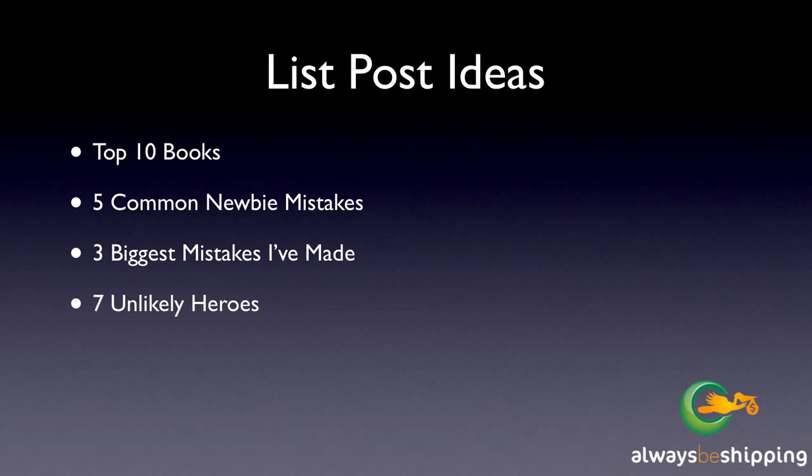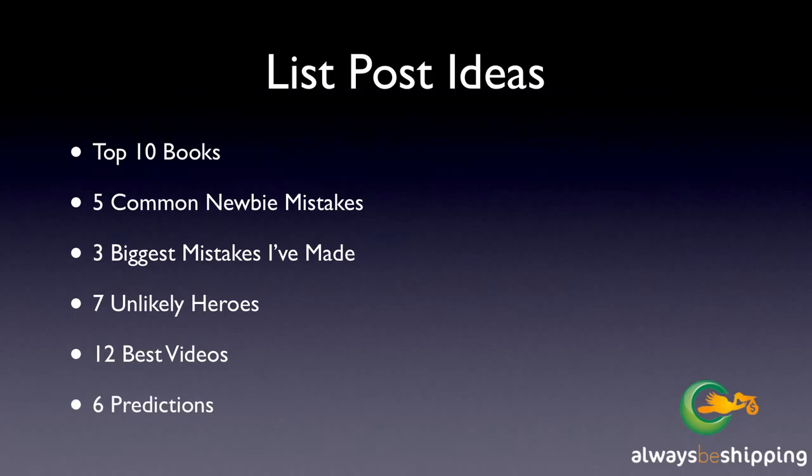You could do something like 7 unlikely heroes, and you could highlight newbies or people who don't necessarily seem like the poster children for the niche. So if you're in knitting, you could take a big burly fireman who's a knitter and talk about him. Something like that. That's a juxtaposition. It's unlikely, but it's interesting. You could do something like the 12 best videos in the niche on YouTube and curate that sort of content and put it into a list for people to find and appreciate.